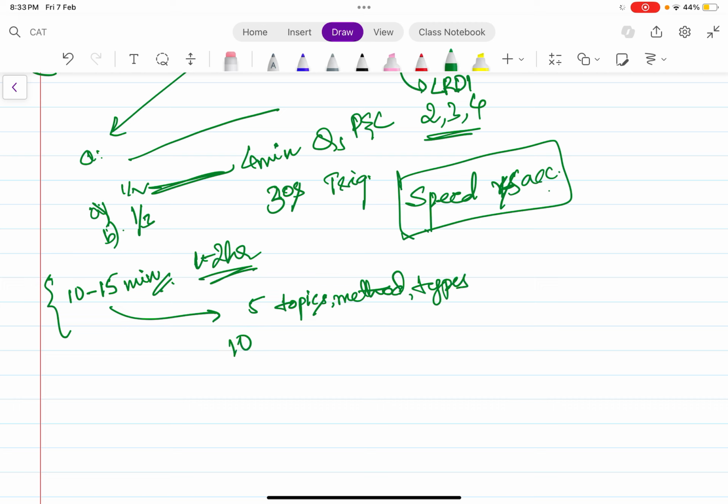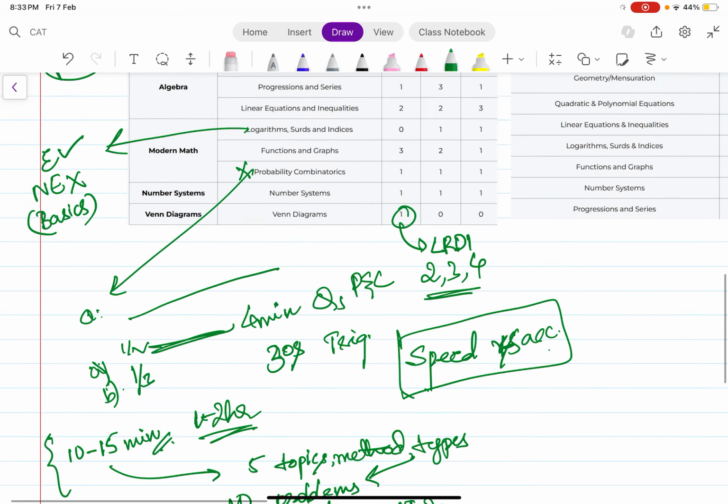And the remaining 10 minutes, we solve problems on these. Now, these problems should cover all the types, and the problems also have previous CAT questions, so you get a fair amount of idea on how the problems are framed in the CAT examination on that particular topic.